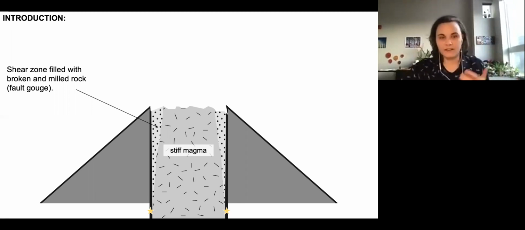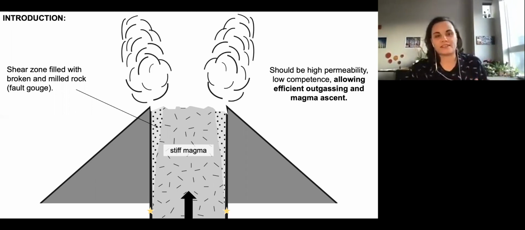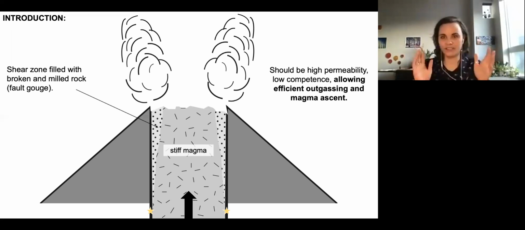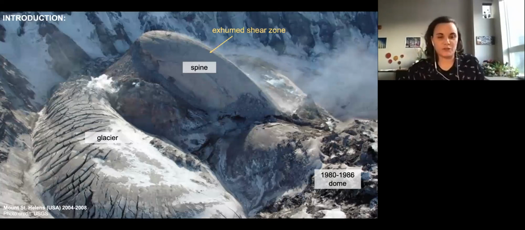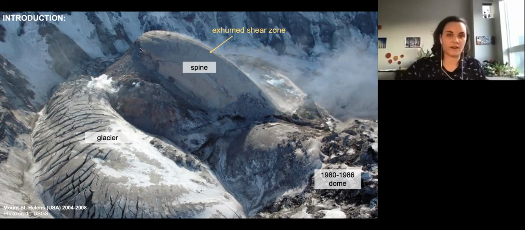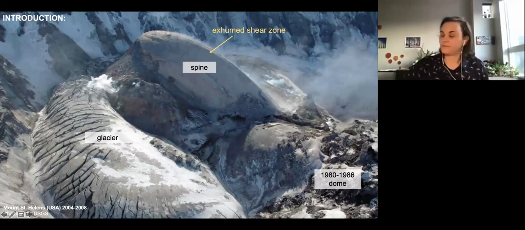As an unconsolidated granular material, we can expect this fault gouge to have high intergranular porosity, which means it should also have high permeability, and it should be low competence. It's just a rock powder. So this should allow for efficient outgassing and relatively easy magma ascent as that magma body just moves upwards, sort of lubricated by all the powder on its edges. So what we see here, this is a picture of the 2004 to 2008 eruption of Mount St. Helens. This is one of the spines that was produced, and you can see here the smooth surface of the lava spine. And that's actually the exhumed shear zone.